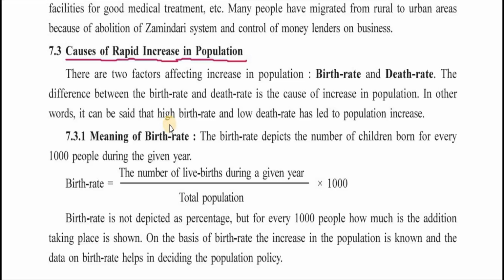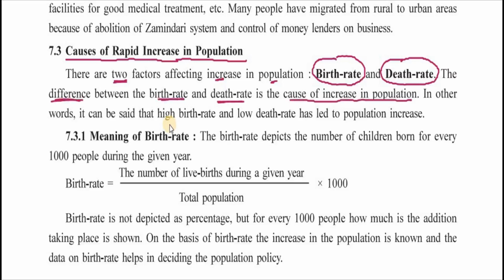Now in this video let us talk of the causes of the rapid increase in population in India. Now there are two factors which affect the increase in population. First factor is the birth rate and second factor is the death rate. The difference between birth rate and death rate is the cause of increase in population.